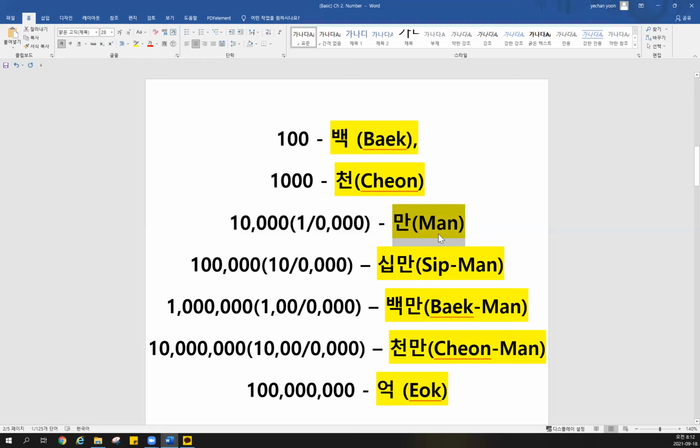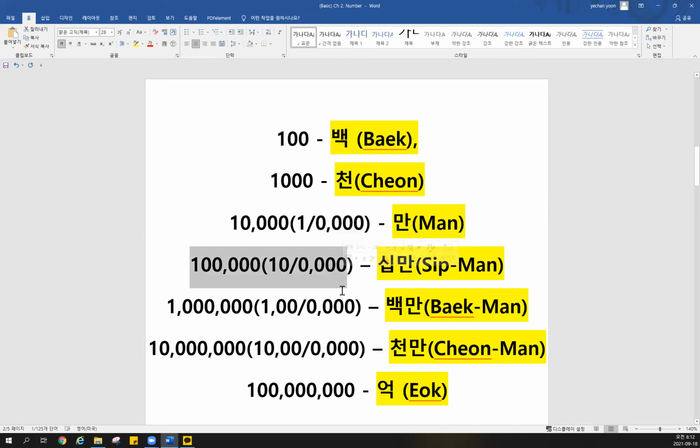And I'm gonna give you a tip that 10,000 has four zeros, right? So if you want to count with the next few numbers, you can just easily think that if they have four zeros, you can just say 만. Oh, excuse me, guys. So 10,000 is 만. Then how is it gonna be for 100,000?